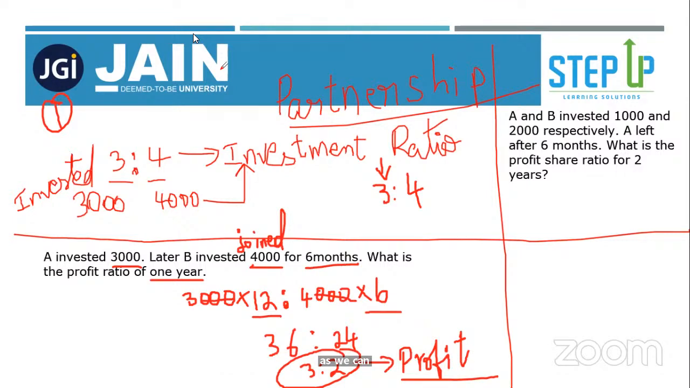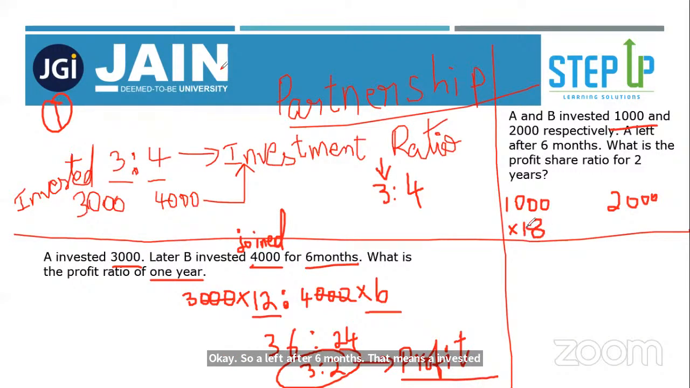Okay. So here is 1,000, 2,000 respectively. They both started investing from the beginning. A left after 6 months. That means A invested for 1.5 years, that is 6 plus 12, 18 months. And B invested throughout the 2 years, that is into 24. How many of you have done it in this method? If you have done it in this method, only then it's correct. Otherwise, no, because it's for 2 years.